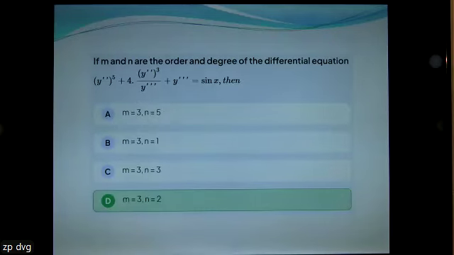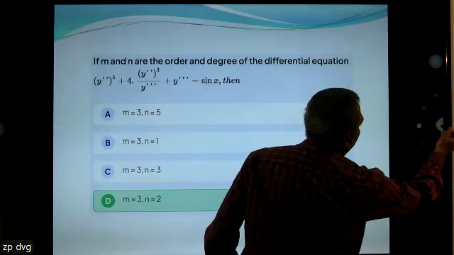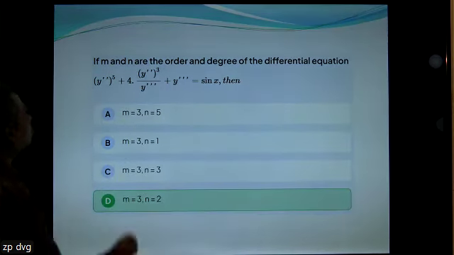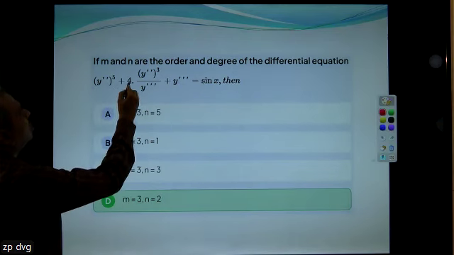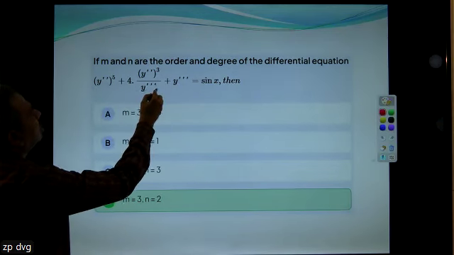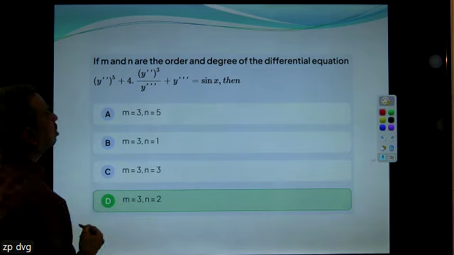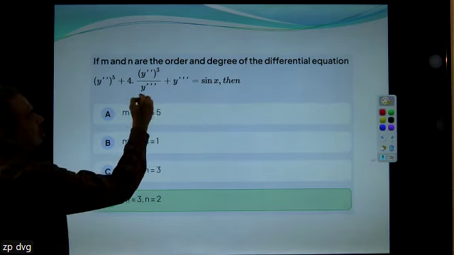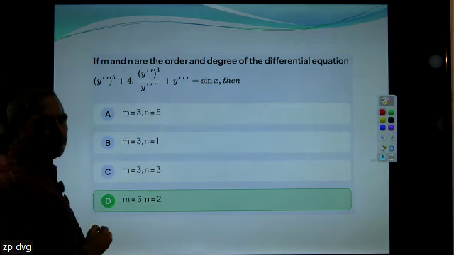Directly you tell me. M and N are the order as well as the degree. So can you tell me the answer directly? So let us do it directly. So y double dash is there. Here 4 is there. Here y double dash is there. Y triple dash is there. Y triple dash is there. Is it okay? Since the form has fractions, you have to cross multiply.